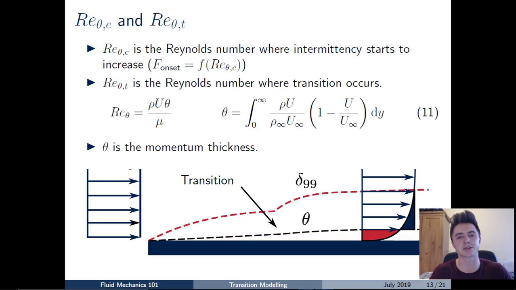So now we're going to take a small side point to think about how we're going to calculate the F onset term and where the production of intermittency is switched on. Before we do that, we're going to have a think about a different kind of quantity that we might define in a boundary layer.